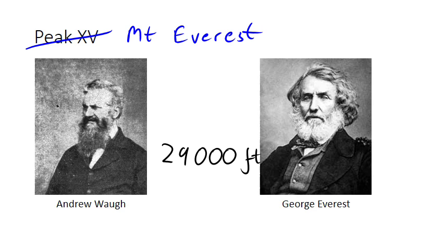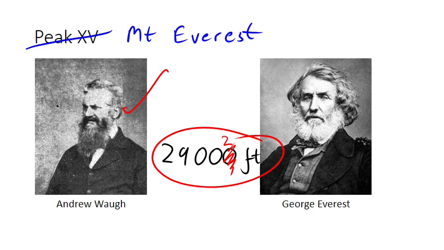But the problem was he didn't really like this number. It was too round. He spent many years calculating this without a calculator, but he came up with this lovely number. So he actually changed the number and made it 29,002 feet. Hence the old joke, who was the first person to put 2 feet on Mount Everest? It was this guy, Andrew Waugh.